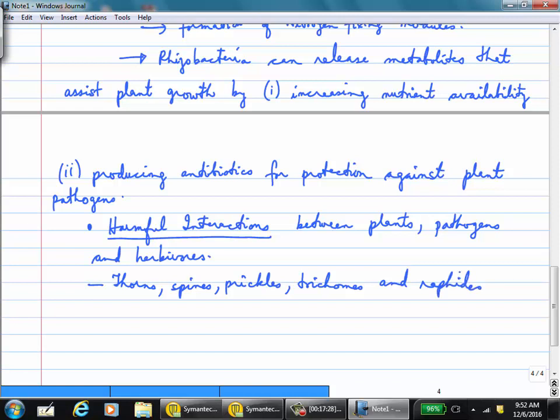If you have a thorn, and a herbivore tries to eat up that plant, it'll get thorns stuck all over in its throat. So it'll run into problems. So this is like a deterrent. So raphids are mechanical barriers that provide a first line of defense against herbivores.